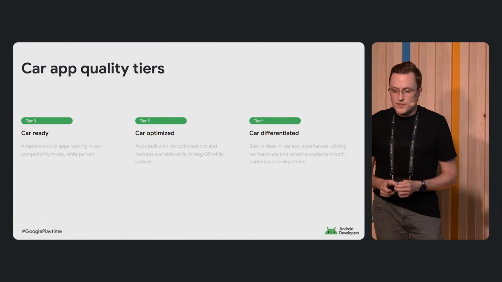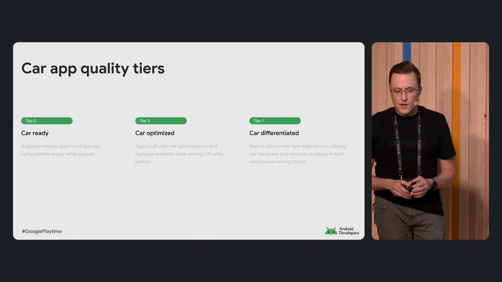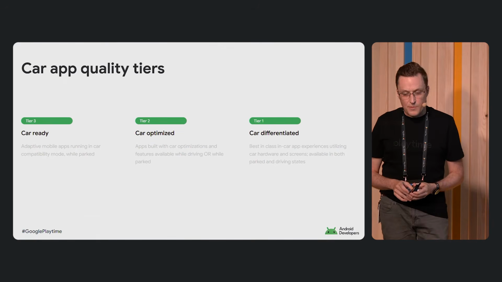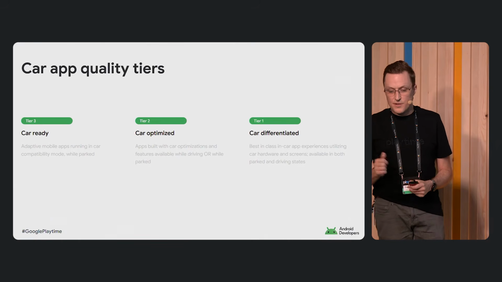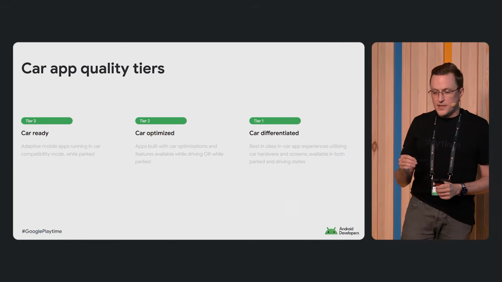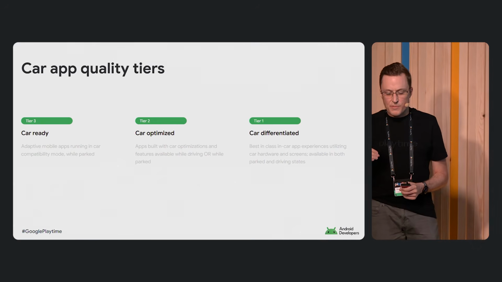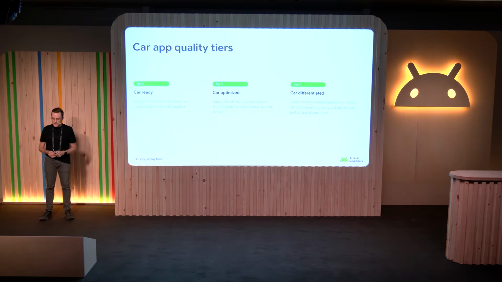Before I tell you exactly how to do that, I want to focus for just a minute on our car app quality tiers. We have 3 tiers of app quality, and you'll see these kinds of tiering being used across Android in large screens and in XR as well, where we have defined basically at the lowest tier a car-ready application. And a car-ready application, we'll explore this in a little bit more detail in a second, is basically an adaptive mobile app that runs in compatibility mode. And going beyond that, building better car app quality applications, you can go to car optimized experiences, and then finally in car differentiated. And I'll explore those at the very end of the session.